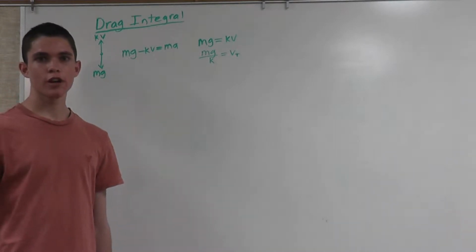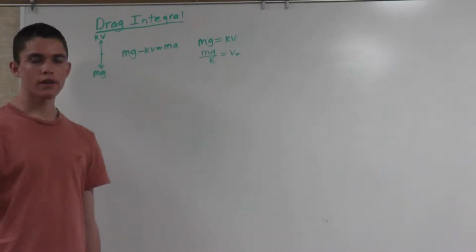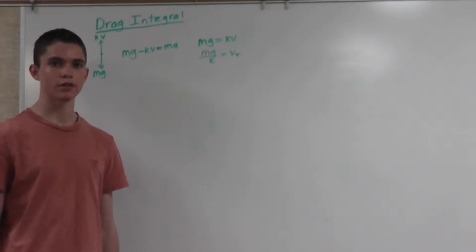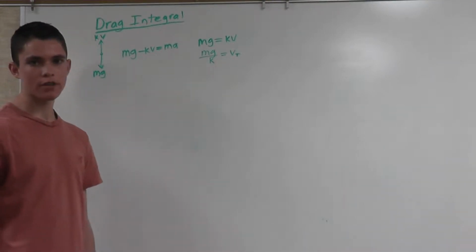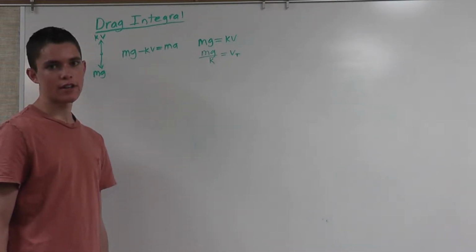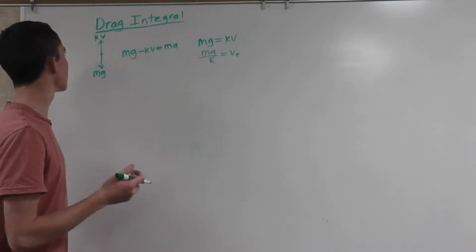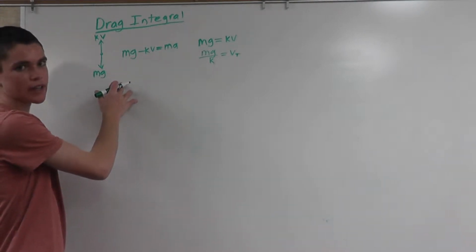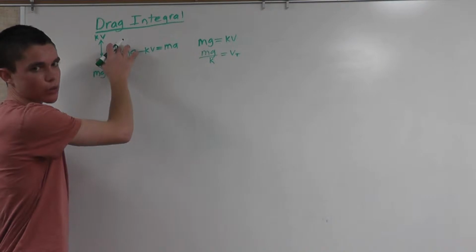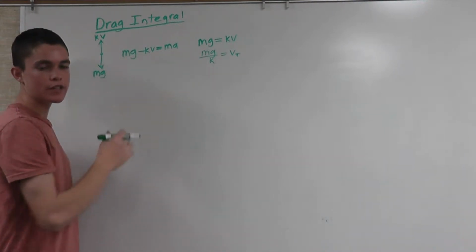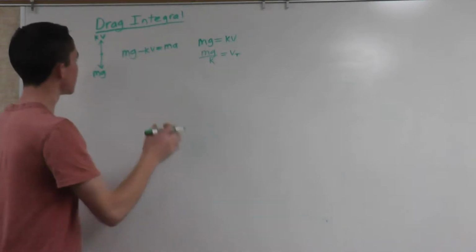Today I'm going to describe how to derive an equation for velocity in terms of time when dealing with drag. Now, drag is a common topic in physics because it happens in lots of scenarios, such as in free fall. We have the force of gravity acting downward and the force of drag acting upward. The force of drag here is represented by kV. V is the velocity, k is a constant.